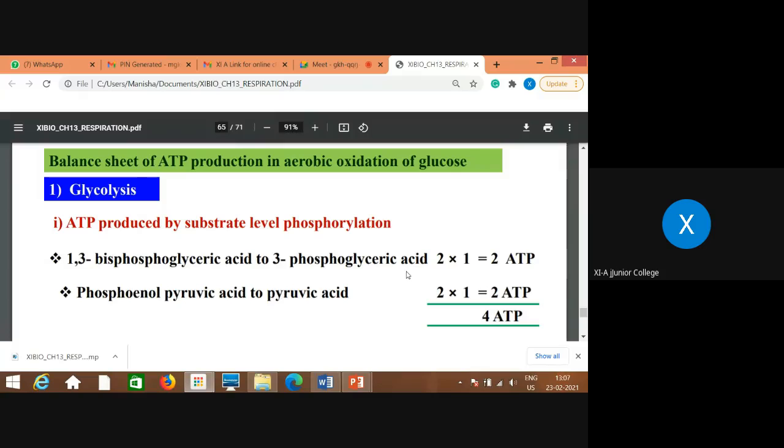As there are 2 molecules, here it is shown as 2. So 2 ATP are generated, and the last step of glycolysis, phosphoenol pyruvic acid to pyruvic acid, PEP to pyruvate or pyruvic acid, PA. In the last step of glycolysis, there are 2 molecules, so there are 2 ATPs generated. So total how many? 4 ATPs are generated during this step of glycolysis.